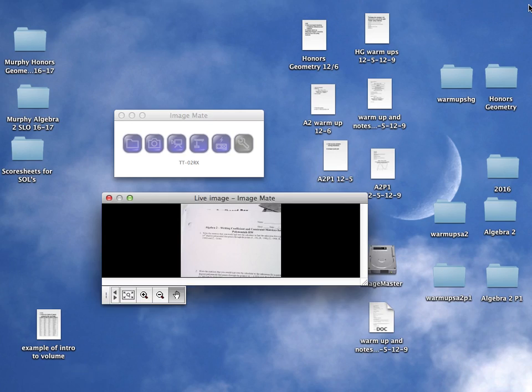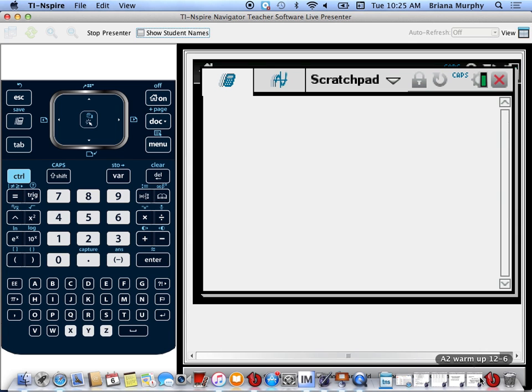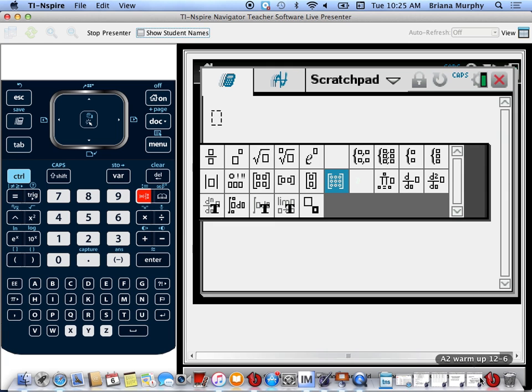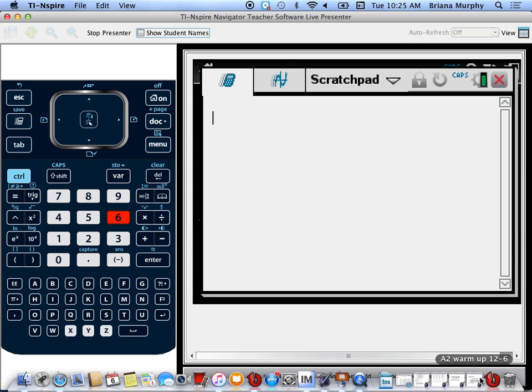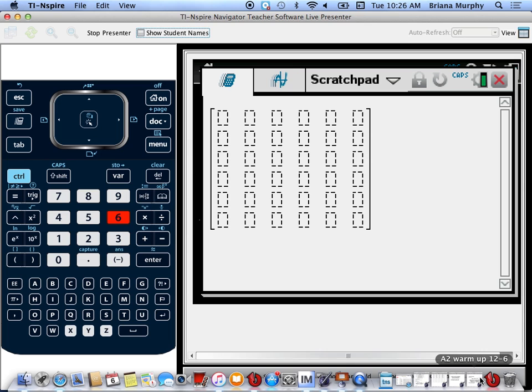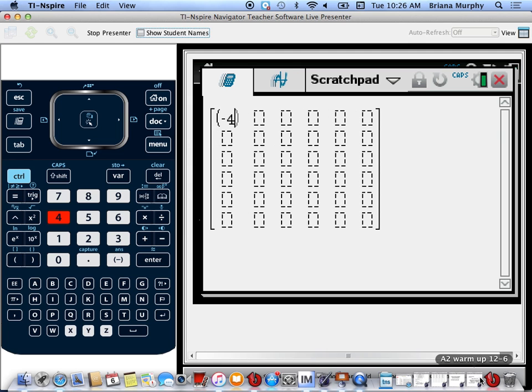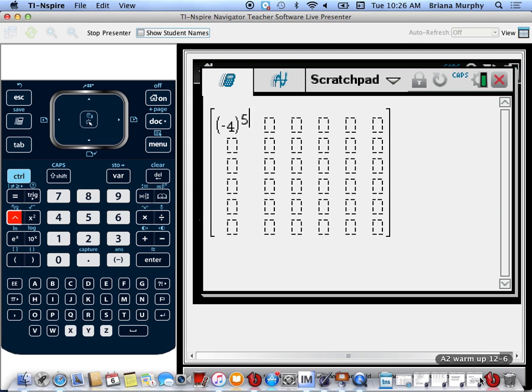So I'm going to minimize this. First thing we're going to do is open a what? And it's going to be a what by what? 6 by 6. Good. So I hit my matrices button, which is right next to my number 9. I open it up. I change it to 6 rows, 6 columns. Press enter. Okay. A lot of these are negatives, which means they definitely need to be put in parentheses. Parentheses, negative 4 to the 5th. Tab.